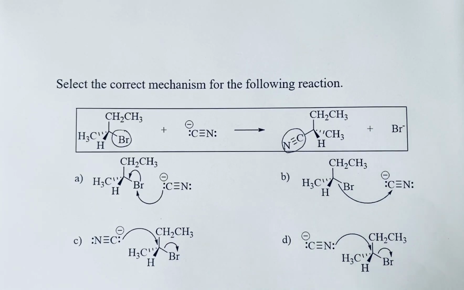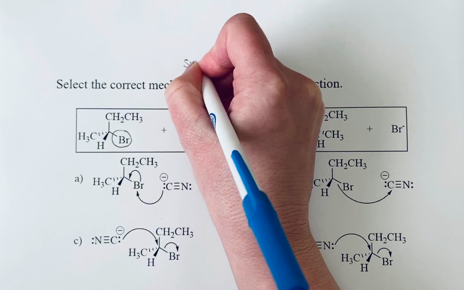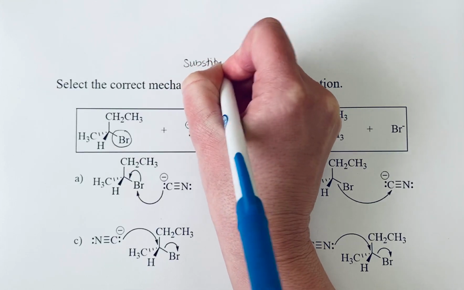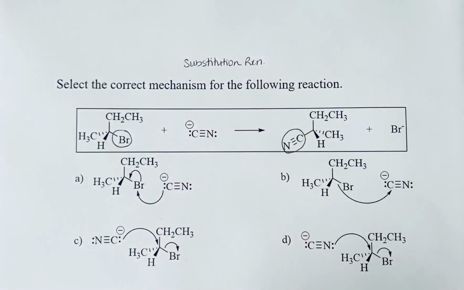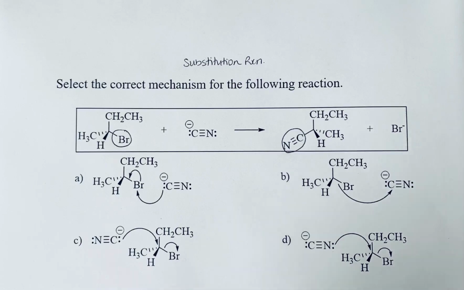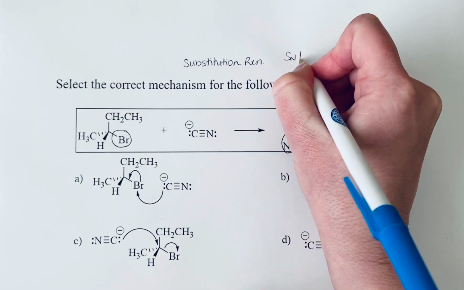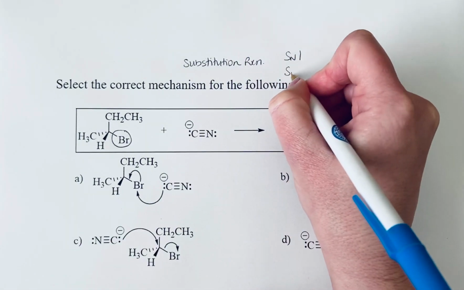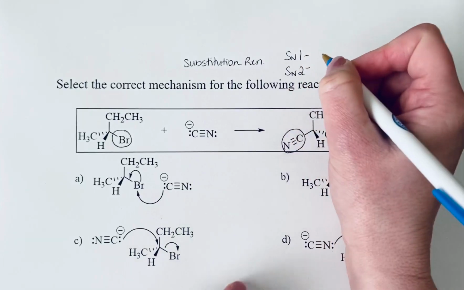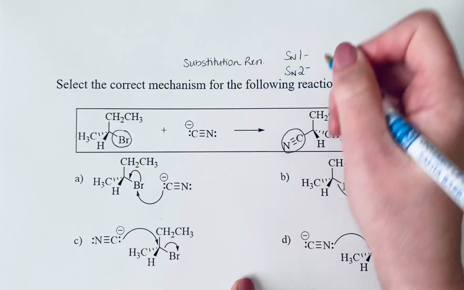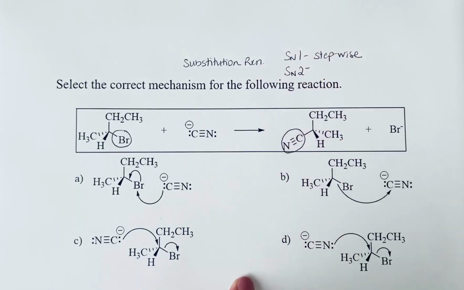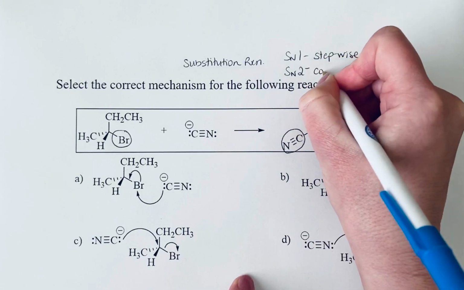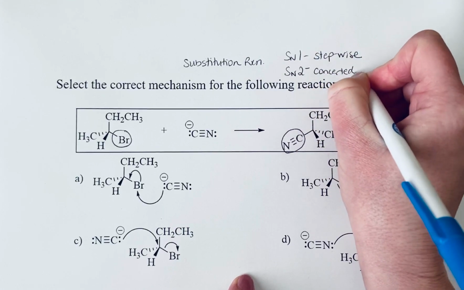That means that this is a substitution reaction. And so we have two different substitution mechanisms that we need to consider. So we have the SN1 reaction and the SN2 reaction. The SN1 reaction is our stepwise substitution. The SN2 reaction is the concerted substitution mechanism.